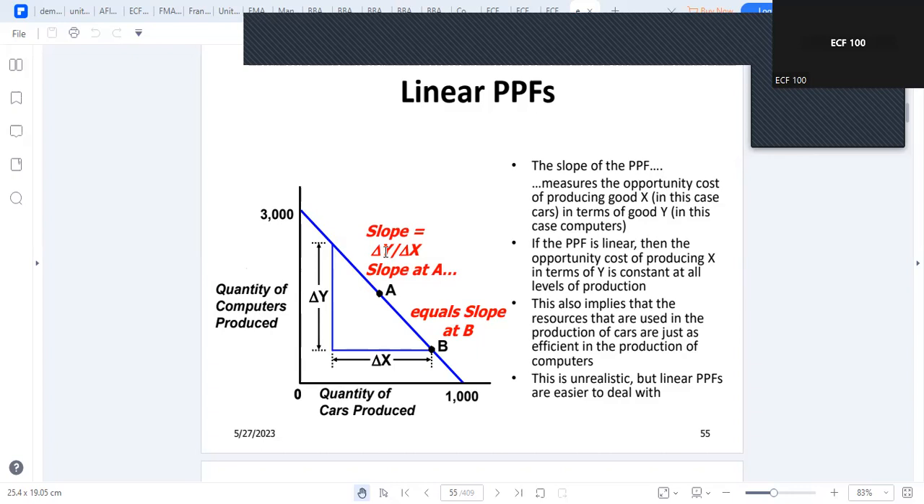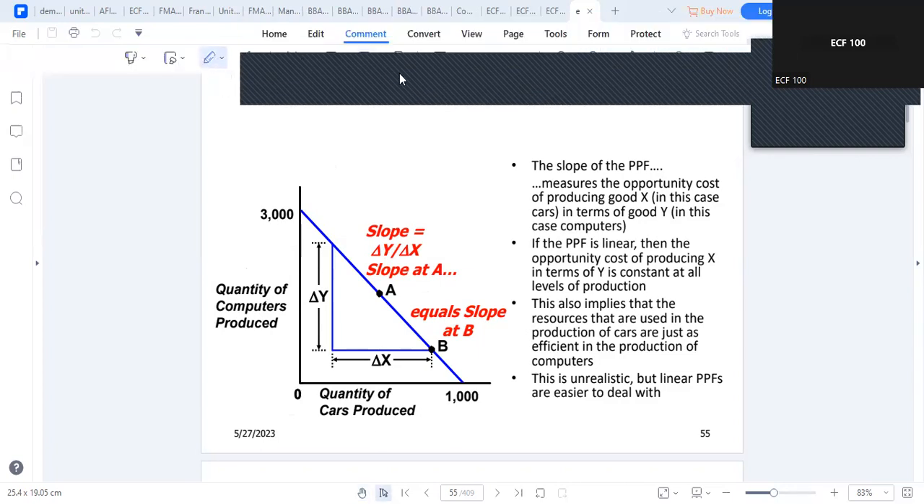The slope is the change in Y over the change in X. So we take 0 from 3,000, and 1,000 from 3,000. We can calculate the slope by dividing the differences there. So expect calculations to come from these illustrations.